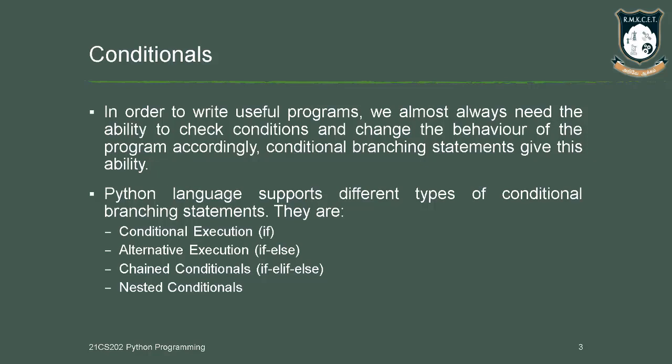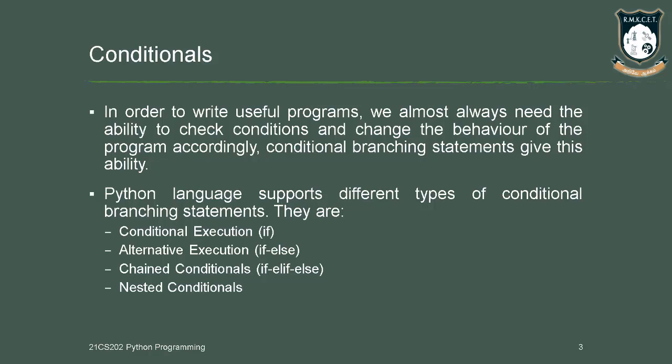One is conditional execution, alternative execution, chained execution, and nested conditionals. These are the four different types of conditional statements. These conditional statements can also be called conditional branching statements, because we have many different types of branches.